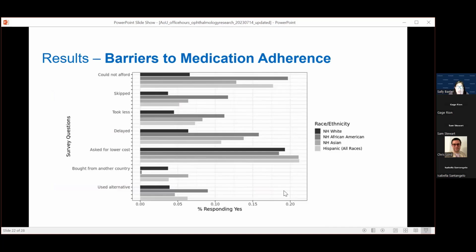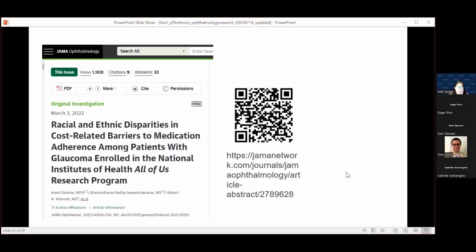So this is just the same results in graphical form, and just reiterating, the black bars are the reference group, the non-Hispanic whites, and then for these various barriers to medication adherence, that they could not afford medications or they skipped medication because of concerns for money, took less. The gray bars, you can see that the other groups really had higher odds of reporting those concerns or those ways of addressing their medication adherence barriers.